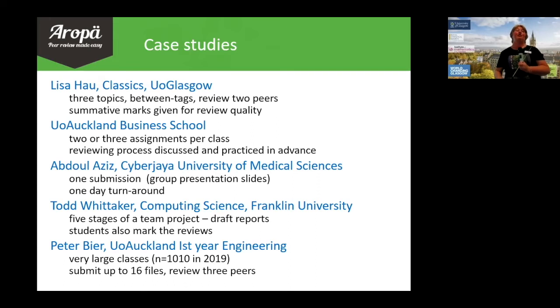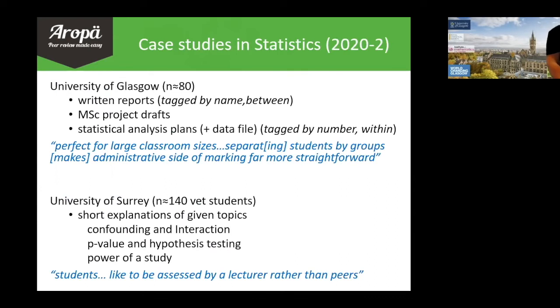And Peter Beer at the University of Auckland, they broke the system once, of course, with a class of 1,010, and they all had to submit 16 files, and they had to review 3 peers. So there was actually quite a lot going on there, which needed more memory, and it worked, but it did break the system. Okay, so here's a couple of case studies in statistics that I found.